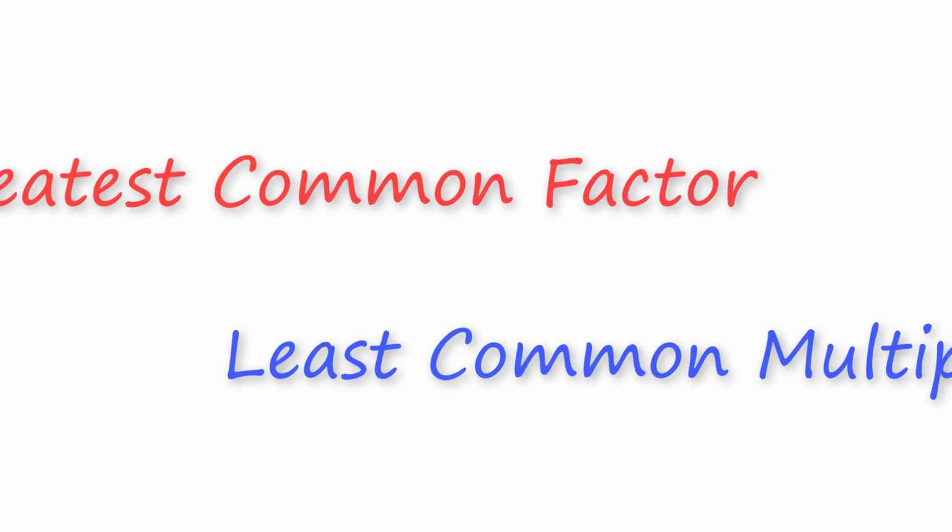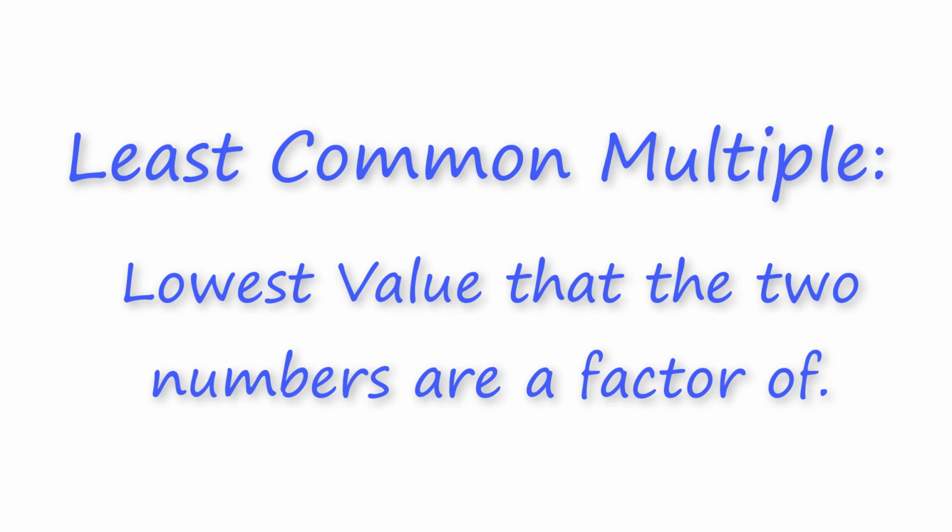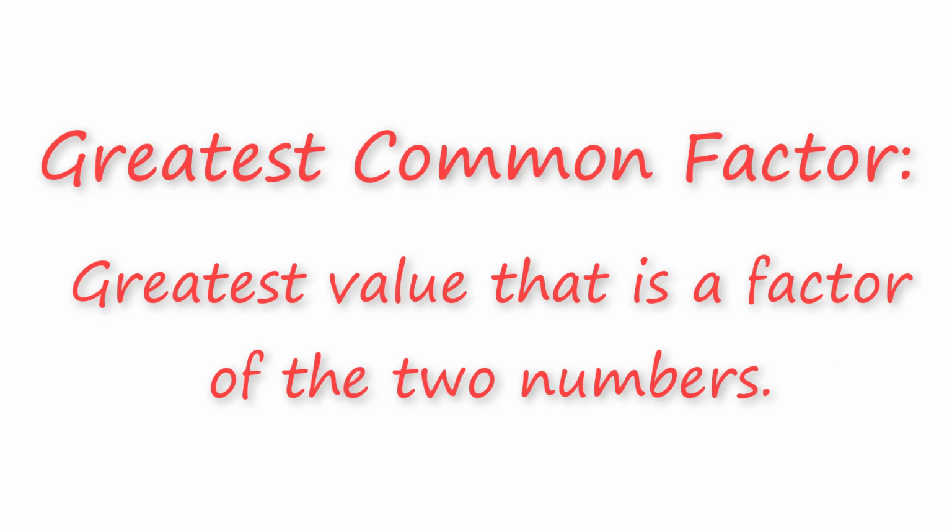Today, we're going to be learning how to find the greatest common factor and least common multiple using prime factorization. For those of you who don't know, the least common multiple of two numbers is the lowest value that the two numbers are a factor of. The greatest common factor is the greatest number that is a factor of the two numbers.